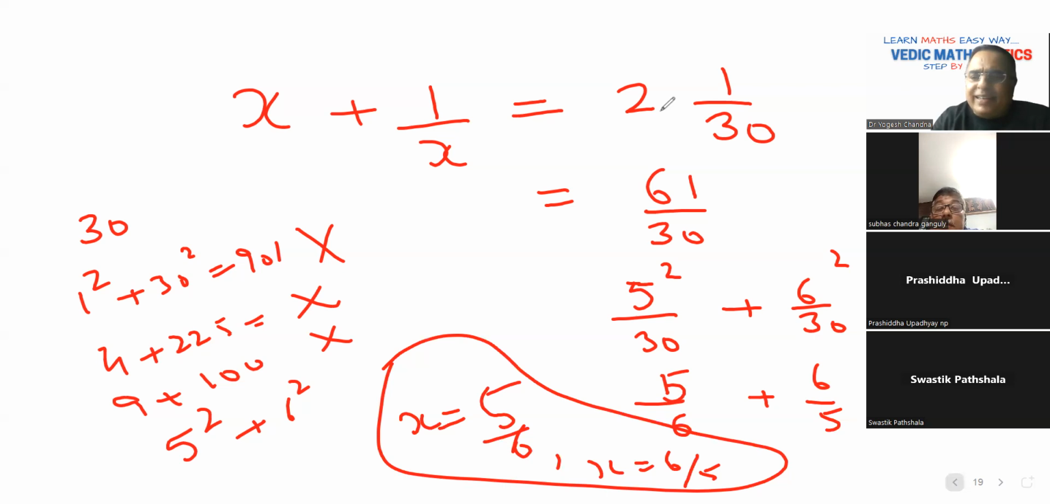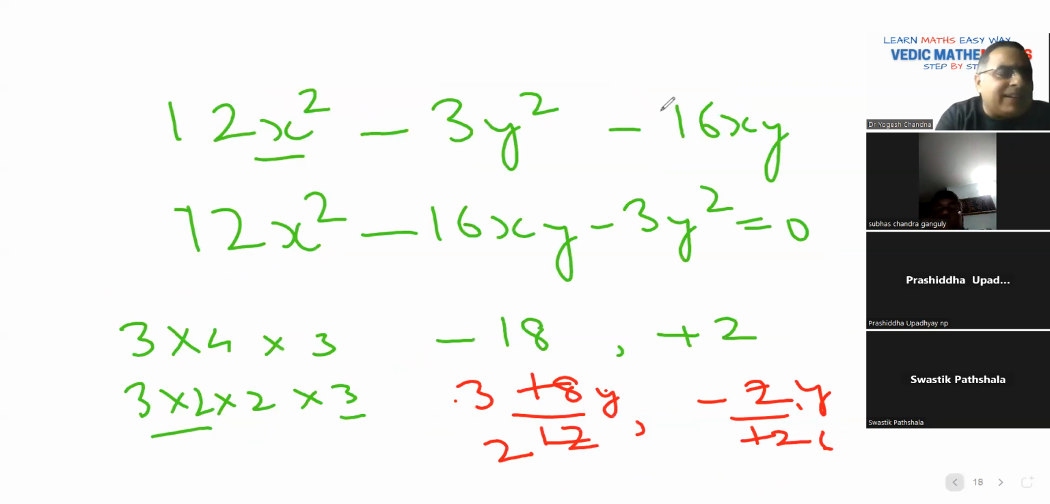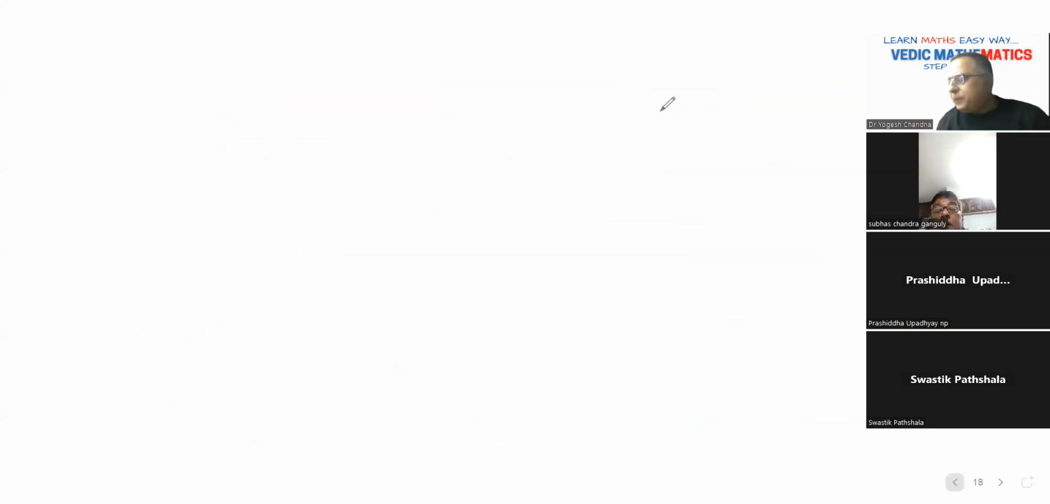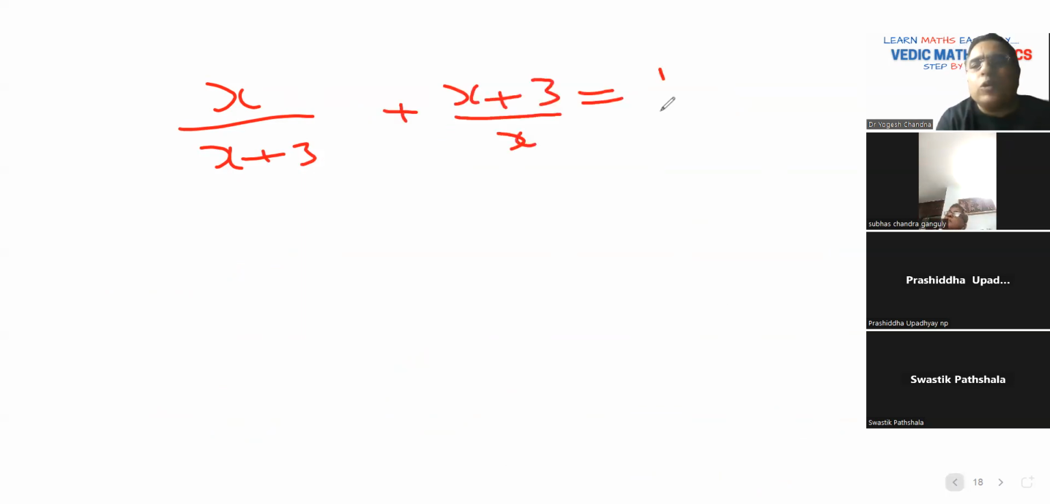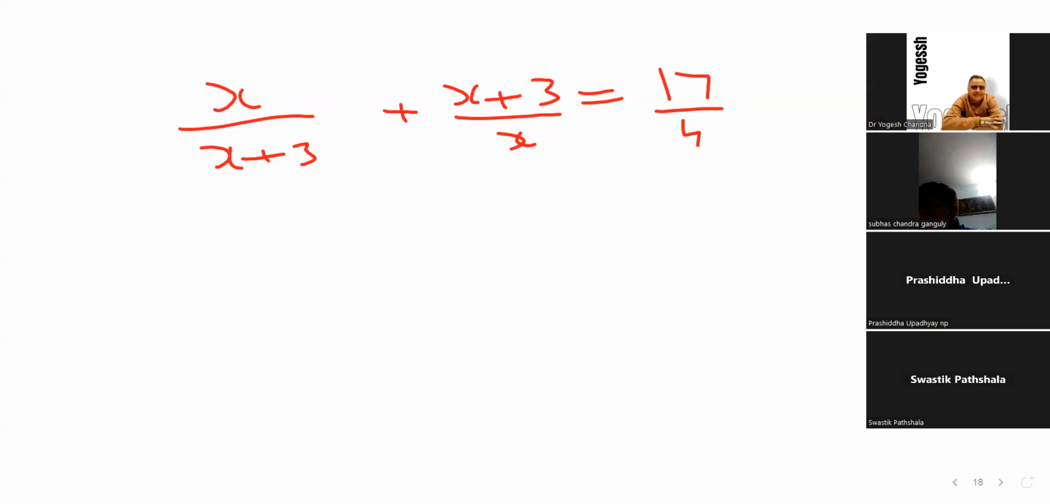One more, I'll take it. x plus 3 plus 1 by x plus 3 is equal to 17 by 4. Can you solve this? Tell me, what are the factors? What are the roots or what are the factors? Give me one.